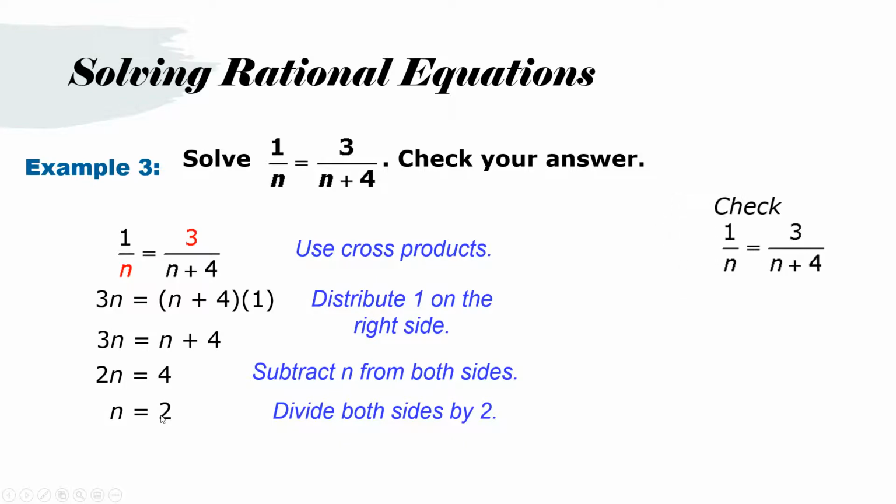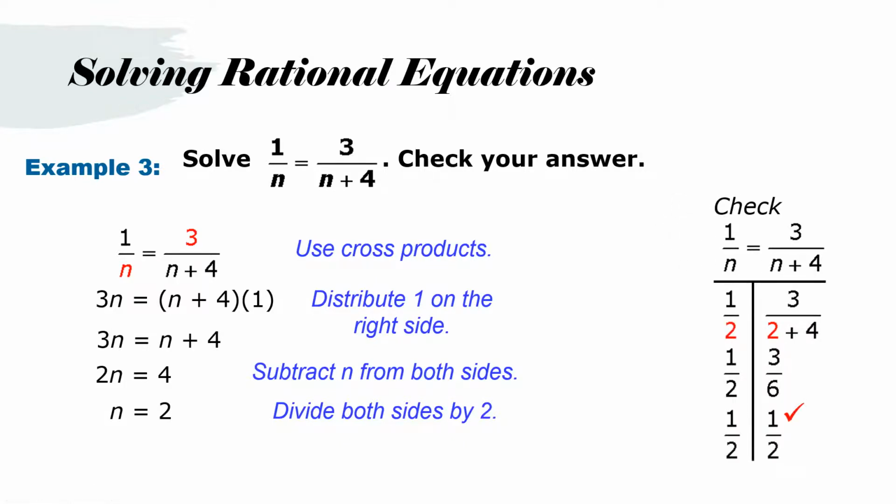Now, let's check. So 1 over 2, that's 1 half. 3 over 2 plus 4. 2 plus 4 equals 6. Then 3 divided by 6, reduced to lowest terms, is equal to 1 half. And they are equal. Therefore, 2 is the value of n in the equation.